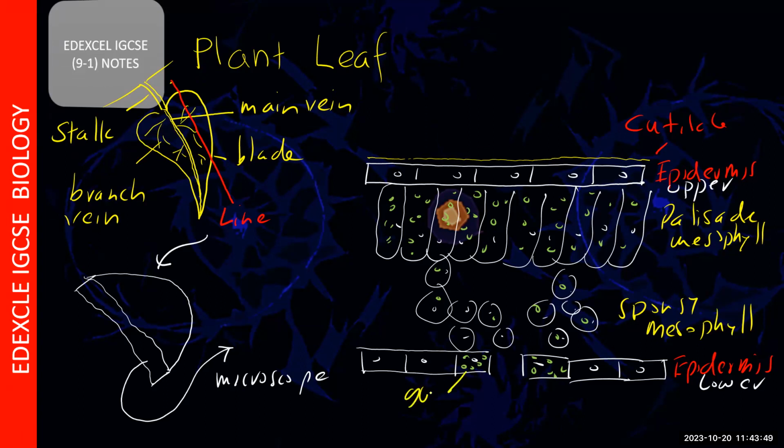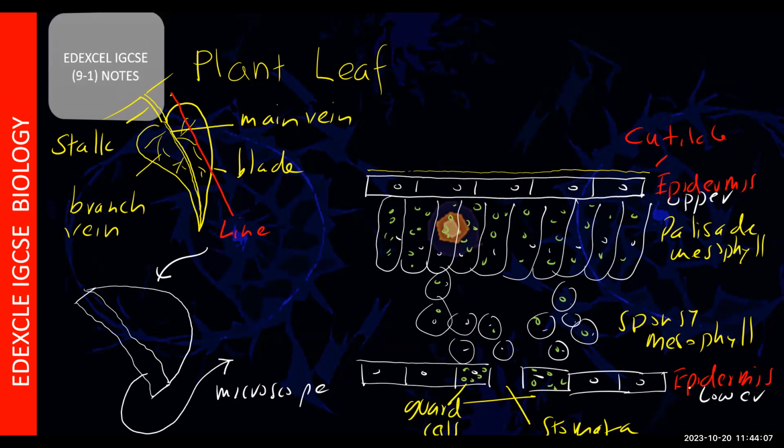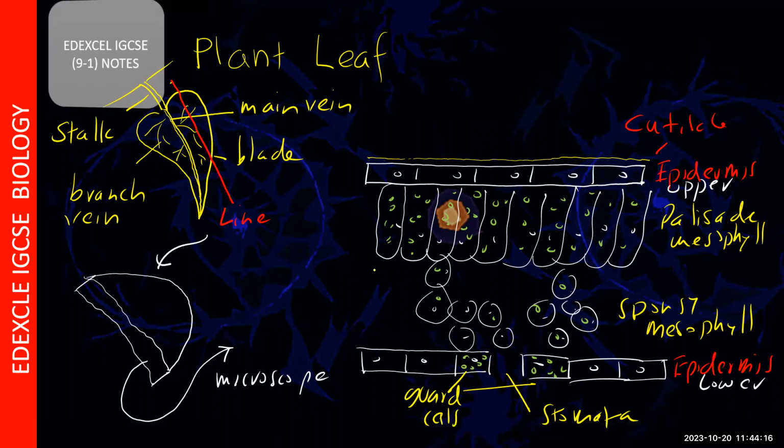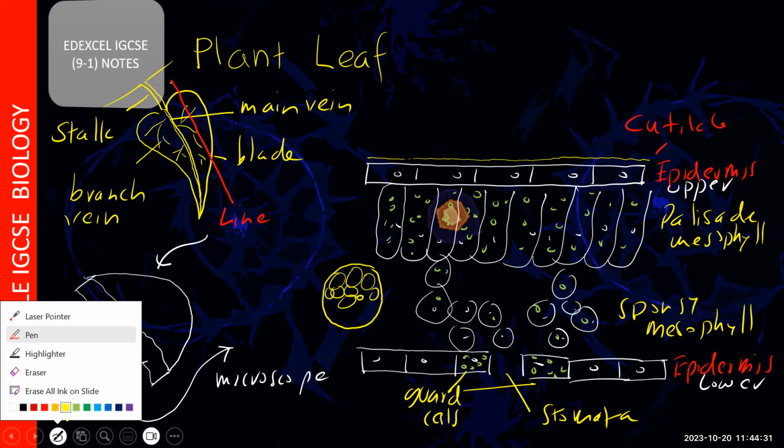These two cells are called guard cells, and the space here is called stomata. Okay, what we see as veins are the xylem and phloem. So how can we show xylem and phloem in the leaf? Maybe I can include them here like this. This one represents xylem, and these cells are phloem.